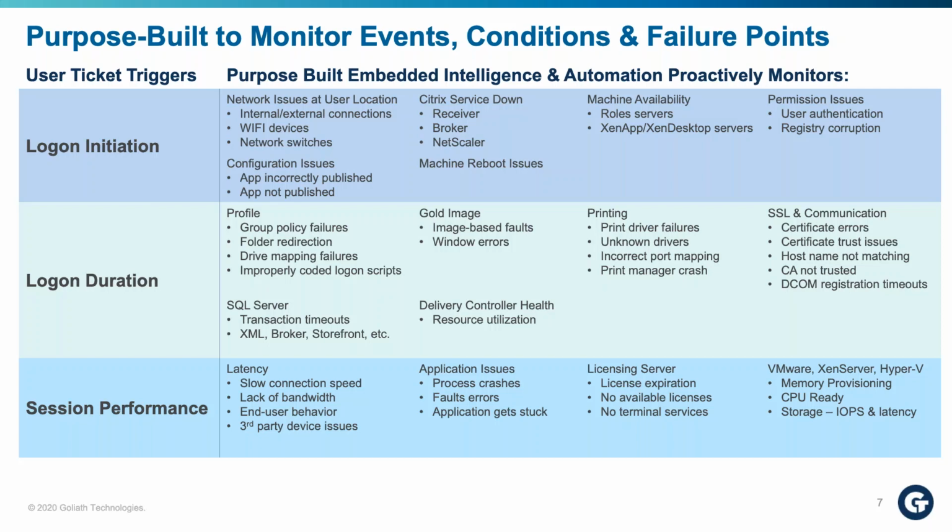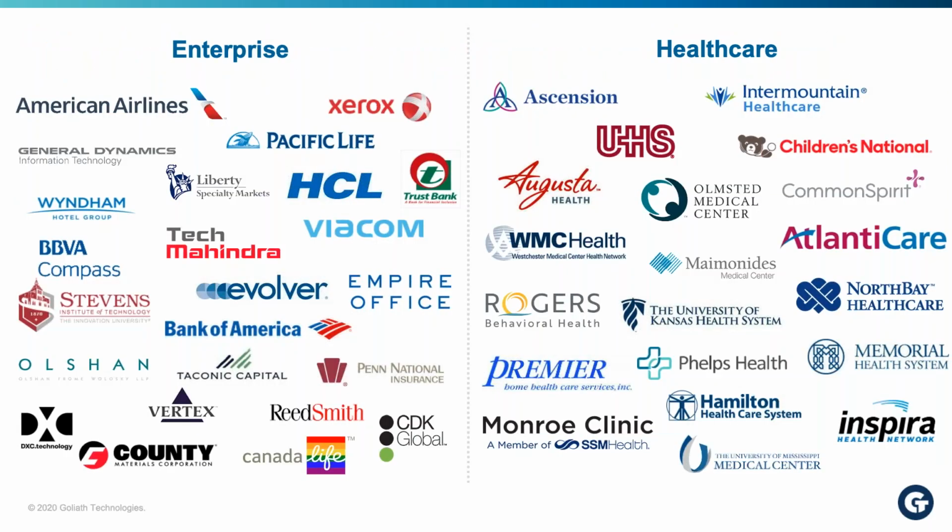This is why, once we go to the next slide, all of these logos here that you see have invested in Goliath. And you can see we've scaled to some of the largest Citrix and Horizon environments. We also support small and medium businesses because we have an ease of use and a price point that really meets their needs. We also have a focus in healthcare. So I know we've got some health systems on the line today.